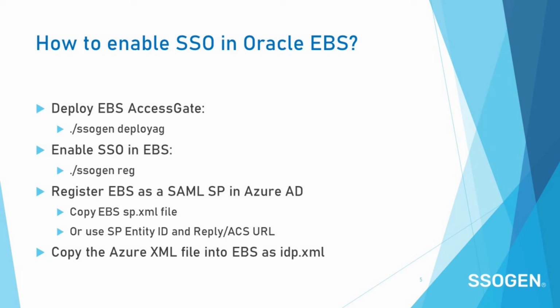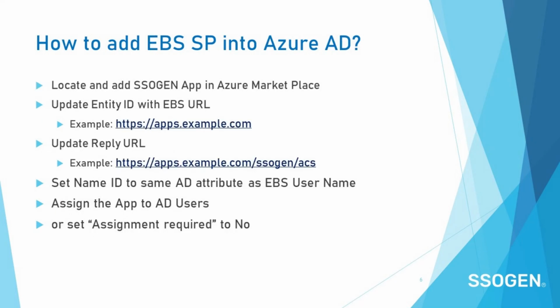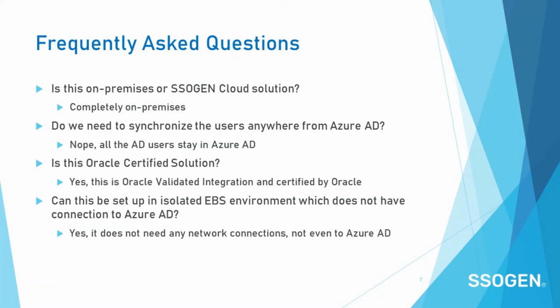Enabling SSO and EBS is now simplified. All it takes is just running a command and no installations are necessary. SSOGEN is a gallery app in Microsoft Azure Gallery. You just need to add EBS URL to the configuration. SSOGEN V2 is a complete on-prem solution, and it doesn't need a network connection to internet or any cloud directory. User sync to another directory isn't required.